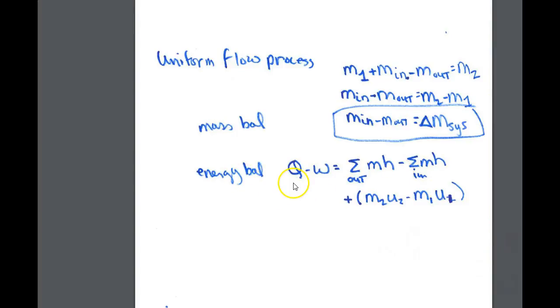So we can write the energy balance for uniform flow problems not as rate equations. So we're not talking about rate of heat transfer or rate of work or power, but we're talking about amount of heat and amount of work. And we can say that that's equal to the summation of MH on the outlet minus MH on the inlet, plus M2, the mass at time 2, times the internal energy, not enthalpy, but internal energy at time 2 in the control volume, in other words, in this instance, in the tub, minus M1 times U1.